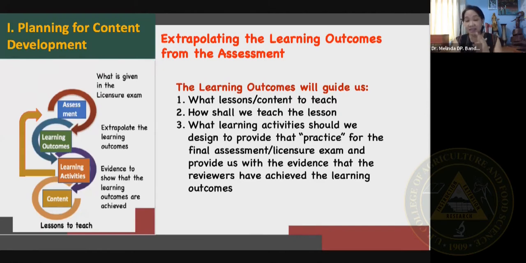and what learning activities should we develop to provide them with that practice, di ba, sila rin, naintindihan ba nila, natutunan ba nila? So sila yon on the part of the reviewees, and then tayo, yung mga nagre-review, also provide us with the evidence na natuto sila, natutunan nila, or na-achieve nila yung learning outcome. So that's how important this setting of learning outcomes is. Again, this is just a review of what we have discussed partly during our first webinar session.